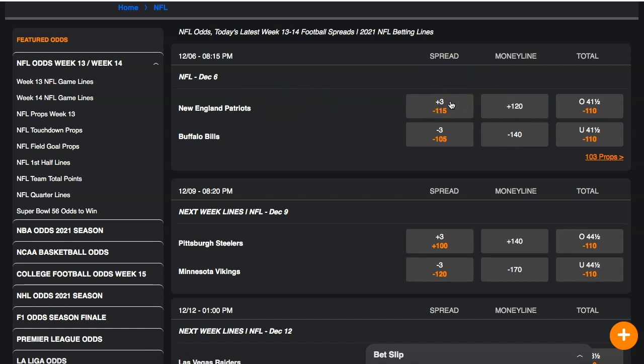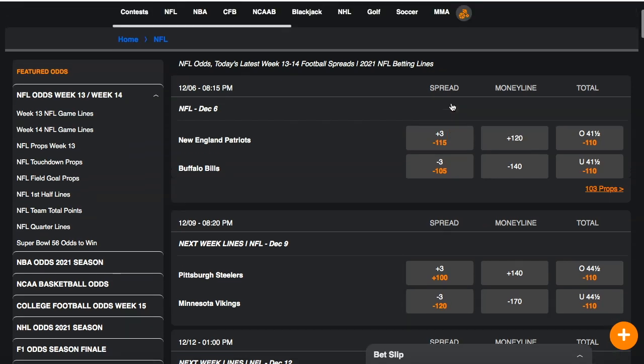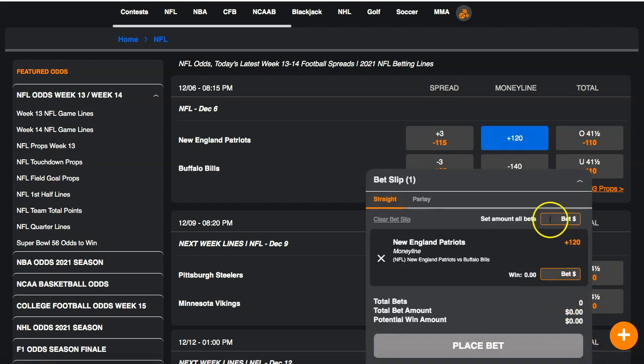That means that if I take the money line, obviously it's a plus 120. I bet 100. I make 120. If I take the spread, they can lose by 2 points and you would still win because they're getting 3 points as the underdog. Does that make sense? So very, very easy to place a bet. Once again, you just click the money line over here. Your bet slip is going to pop up on the bottom. And once this pops up, you enter your amount, whatever you want to bet. Let's say it's $1,000, 1,000 to win 1,200. You click place bet, and that's all.